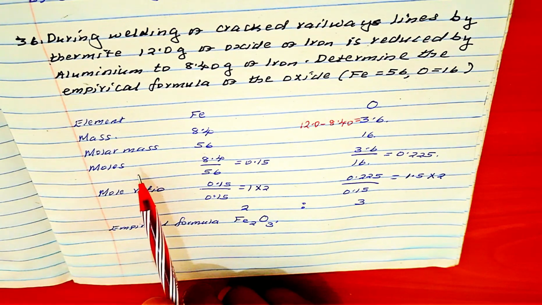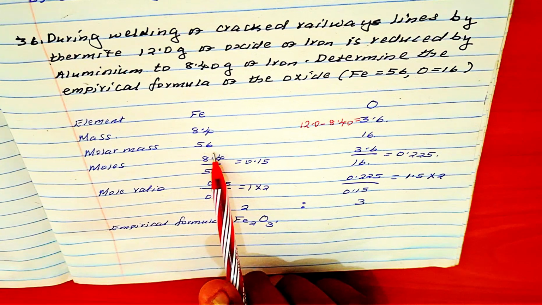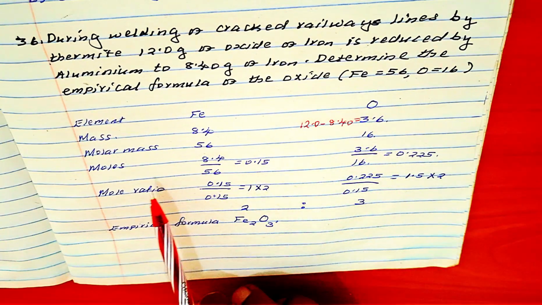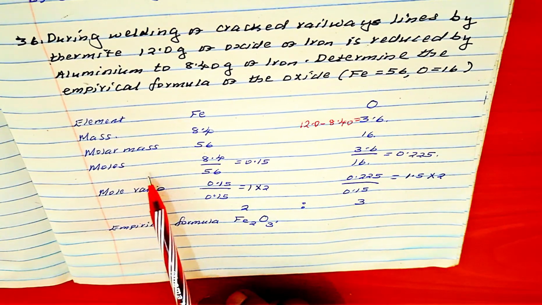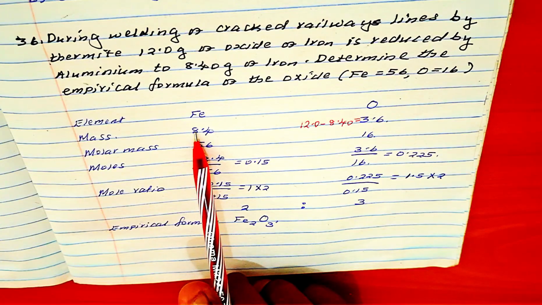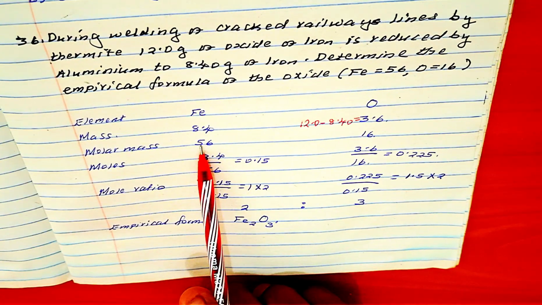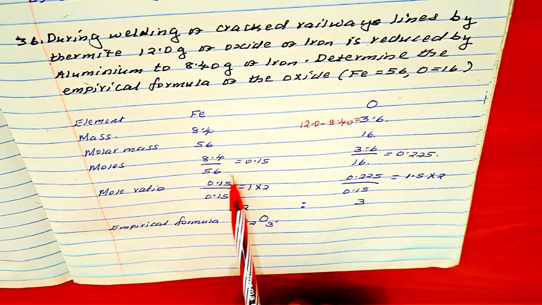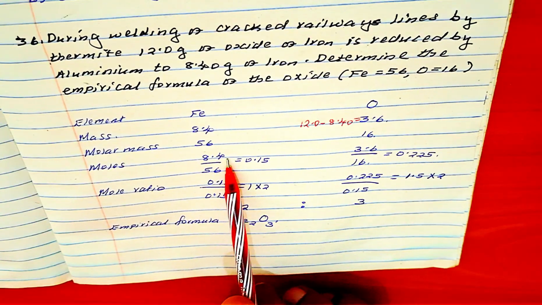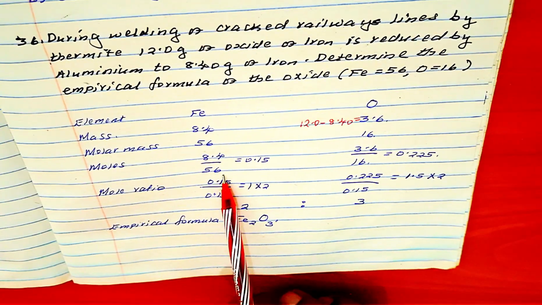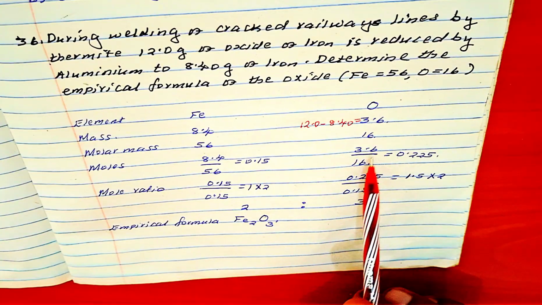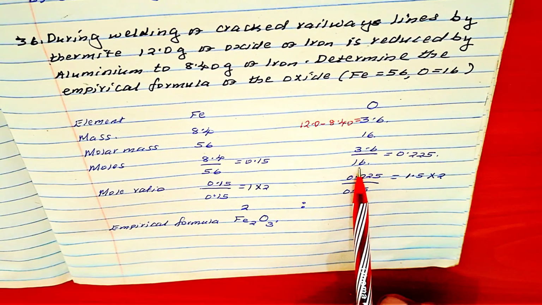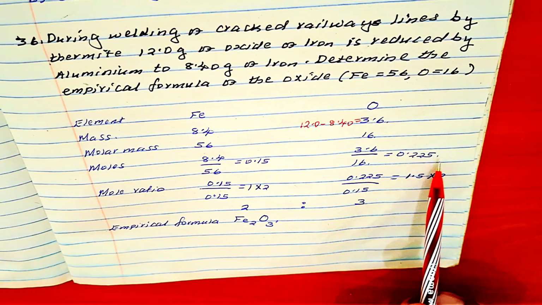So the molar mass of iron is 56. The molar mass of oxygen is 16. Now the number of moles is obtained by dividing mass by molar mass. So number of moles is equal to mass in grams divided by molar mass. So for iron 8.4 divided by 56, we get 0.15. For oxygen 3.6 divided by 16, we get 0.225.